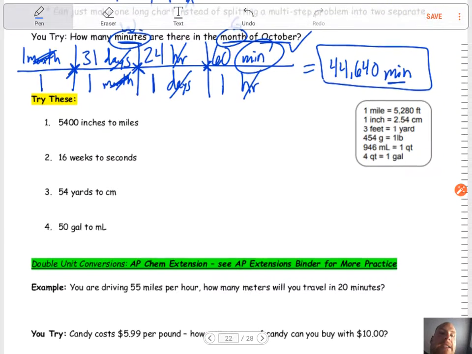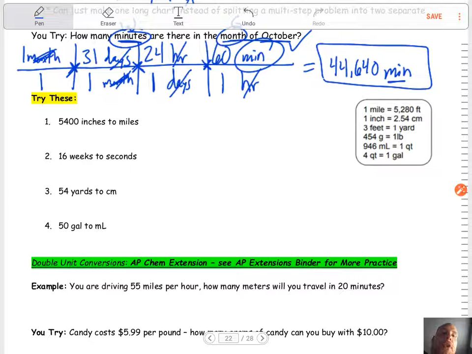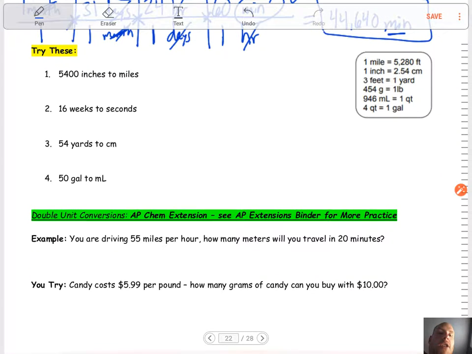So I want you guys, try these 4 problems on your own. Note, in the next video you may see, I will talk about double unit conversions. Those are for those of you thinking about AP. This is your first AP extension. So if you're thinking about taking AP Chem, you may want to get the notes for the double unit conversions and then try those on your own.